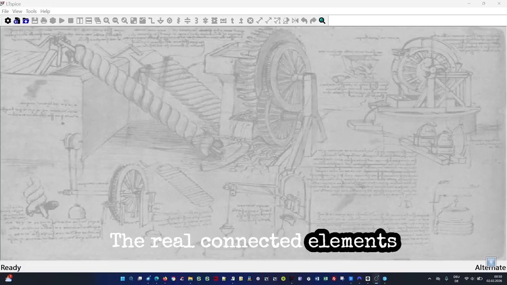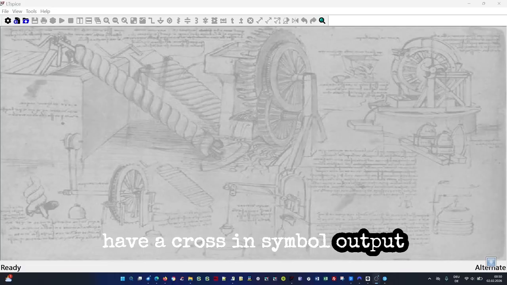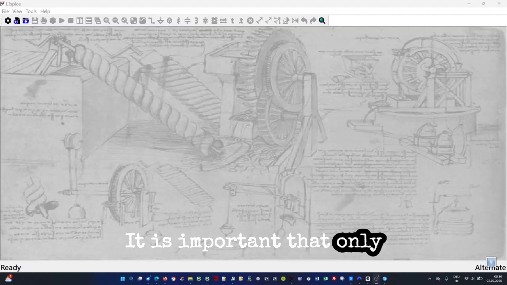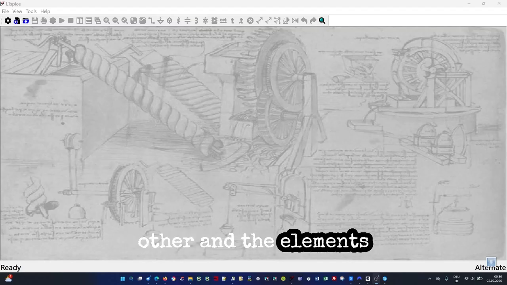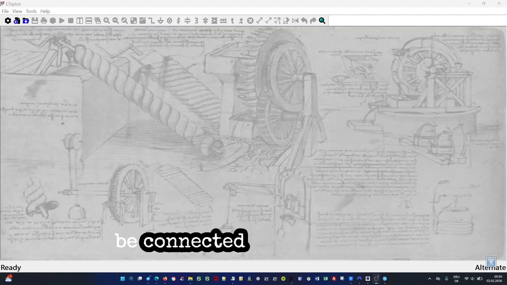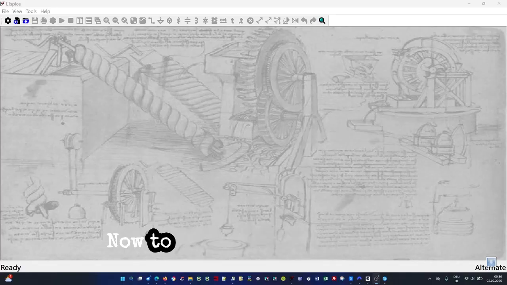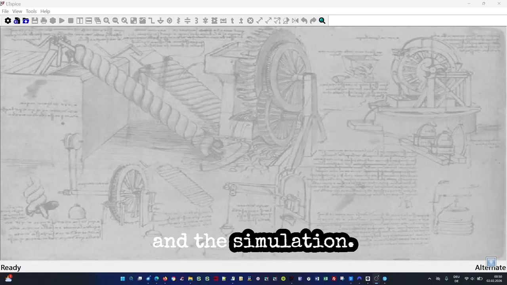The real connected elements have a cross in the symbol output pin to better recognize them. It is important that only the elements with a cross may be connected to each other, and the elements without a cross may also be connected to each other. Mixing is not allowed. Now to the circuit structure and the simulation.